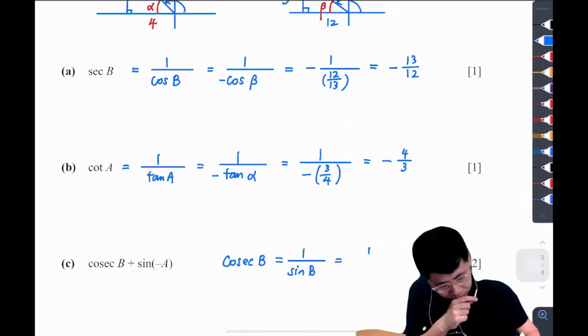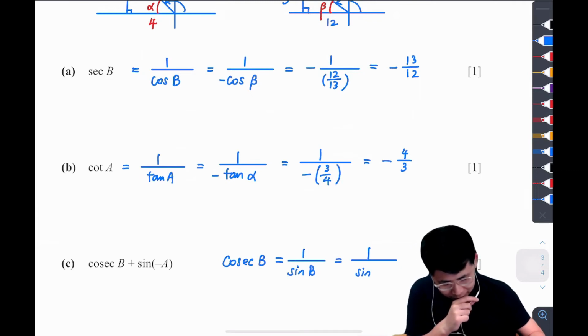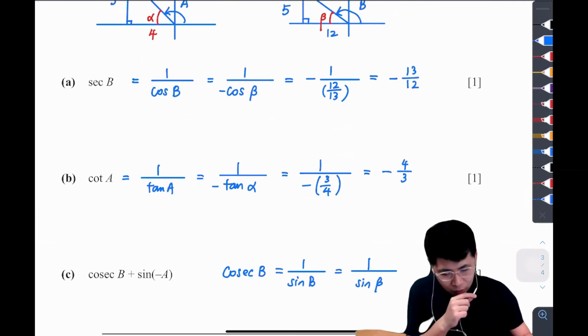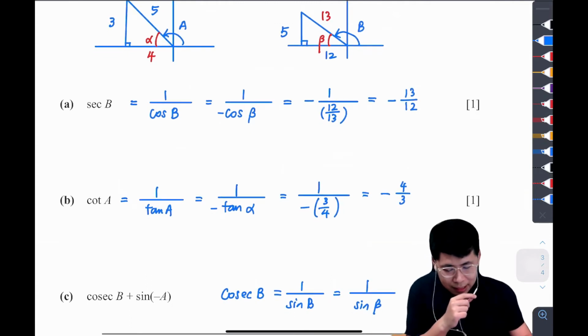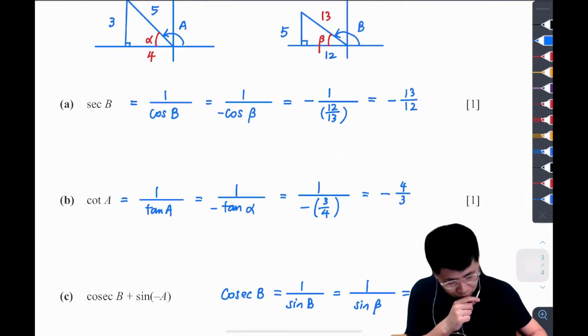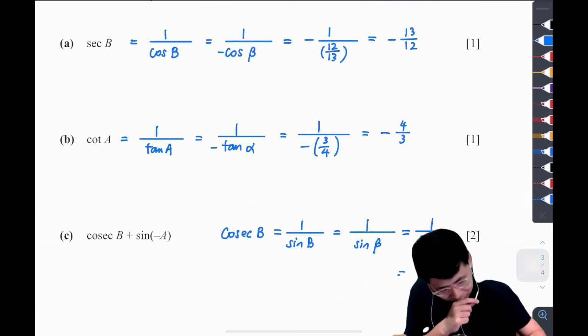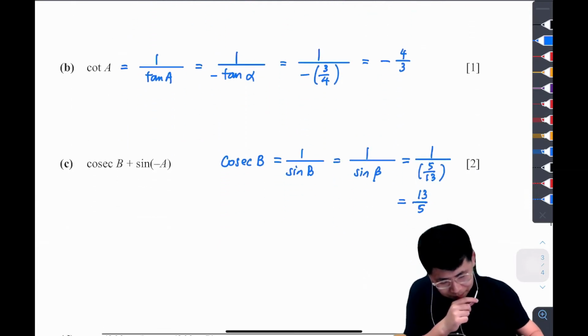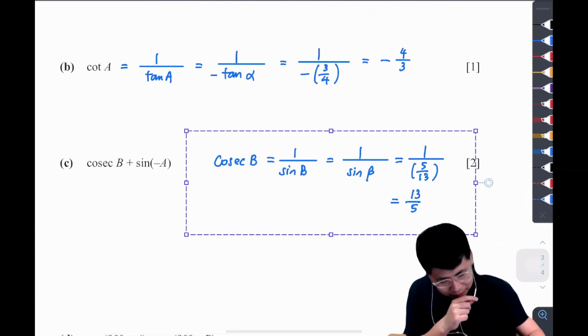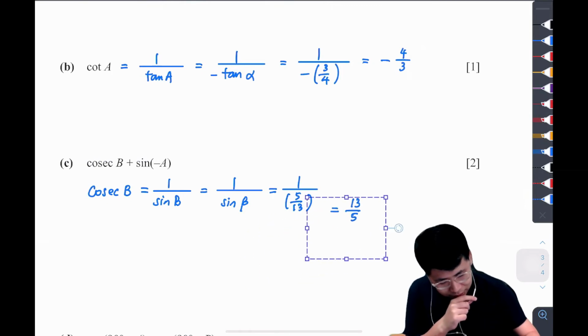And I can borrow the basic angle sine beta. In quadrant 2, sine is positive. So over here it will be 1 over opposite over hypotenuse. Opposite is 5, hypotenuse is 13 based on the angle for B. So keep change flip, so I will get 13 over 5. So this is cosecant B.